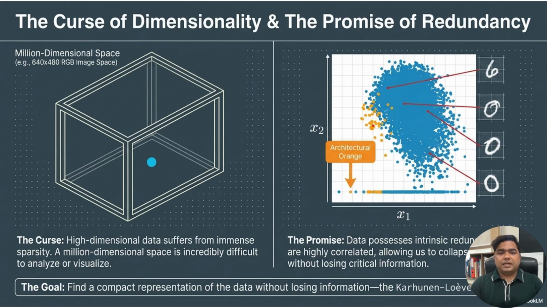On the right side of the slide, we can see that the data points are spread mainly along one direction. Although the data may have many variables, the important structure may lie on a smaller number of dimensions. The goal of PCA is to find a compact representation of the data without losing too much information. This idea is connected to the Karhunen-Loève transform, which is a mathematical foundation for representing data efficiently.